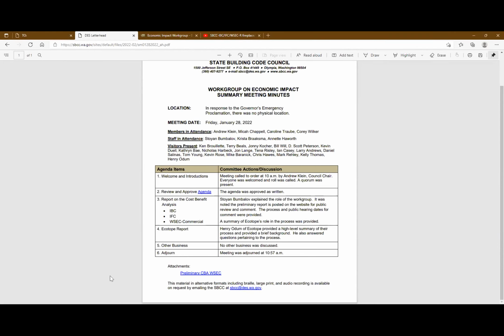Thank you, Corey. Any further discussion? All those in favor, please say aye. Aye. Is anyone opposed? Any abstentions? Motion passes. So on to agenda item number 3, the report on the economic impacts.